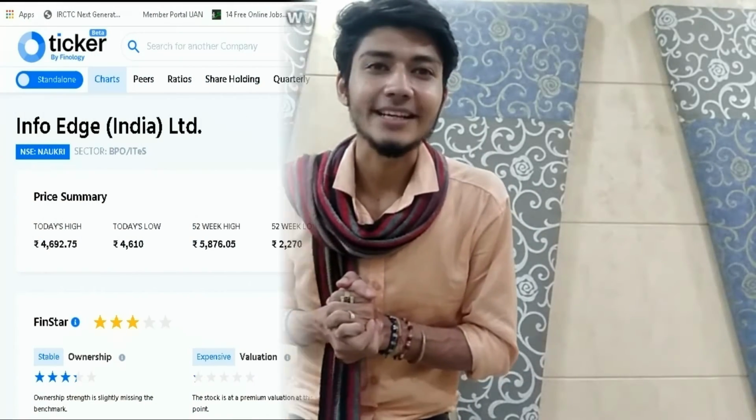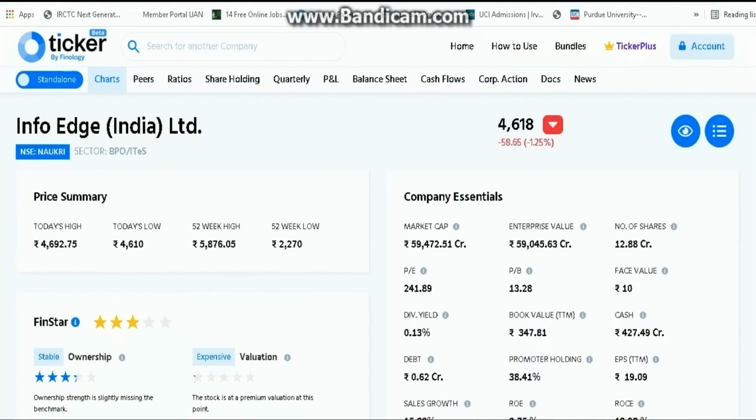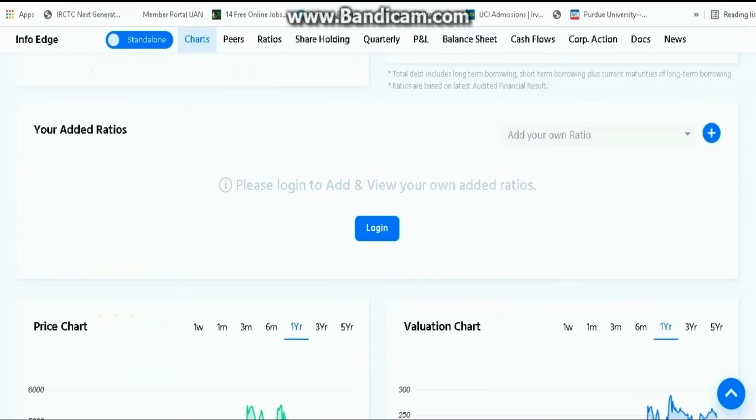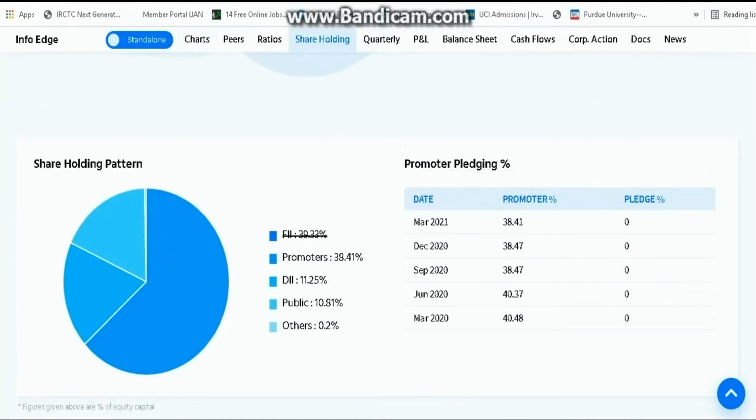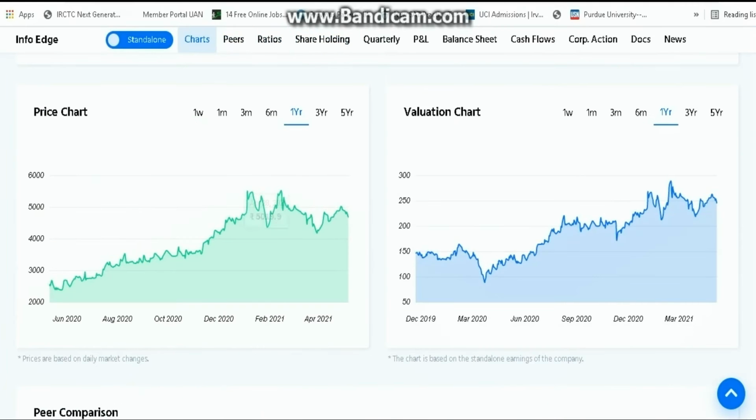So let's take a live example of promoter holdings. Let's see Info Edge India Limited first. Here you can click on shareholdings, and you can see the promoter percentage is 38.41. Foreign institutional investors have 39% holdings in this company, in Info Edge.